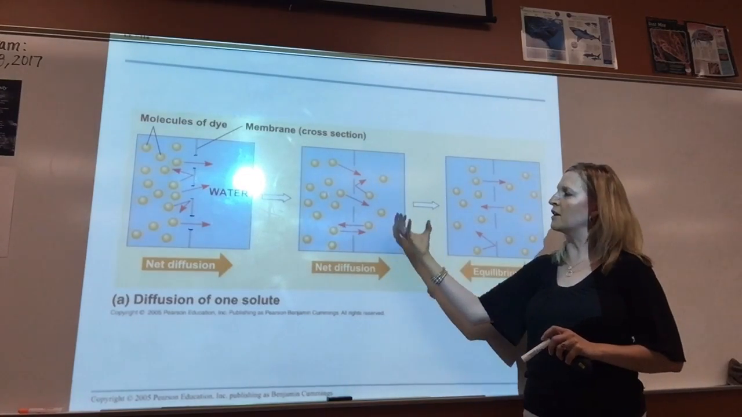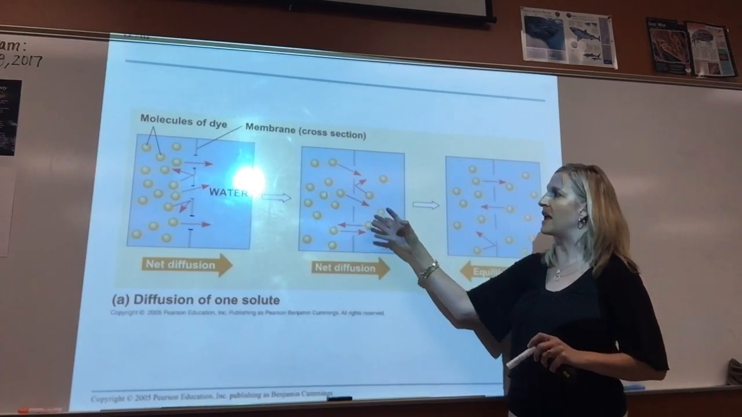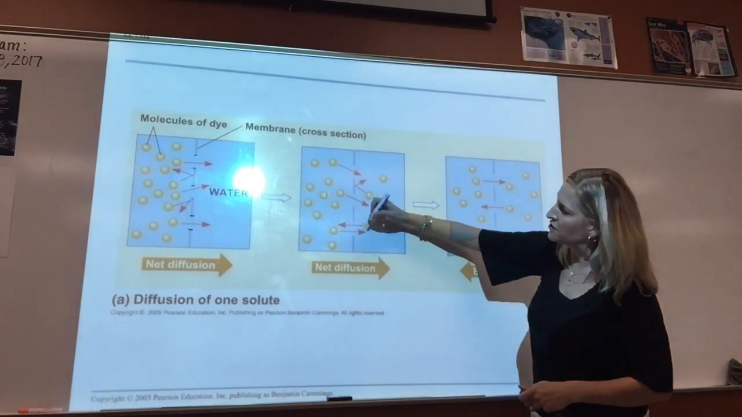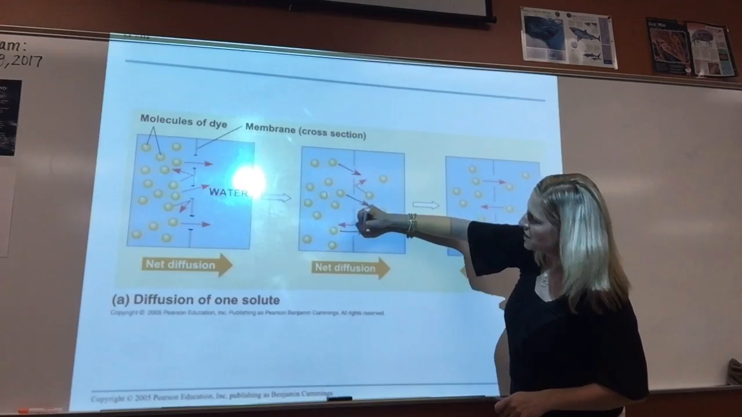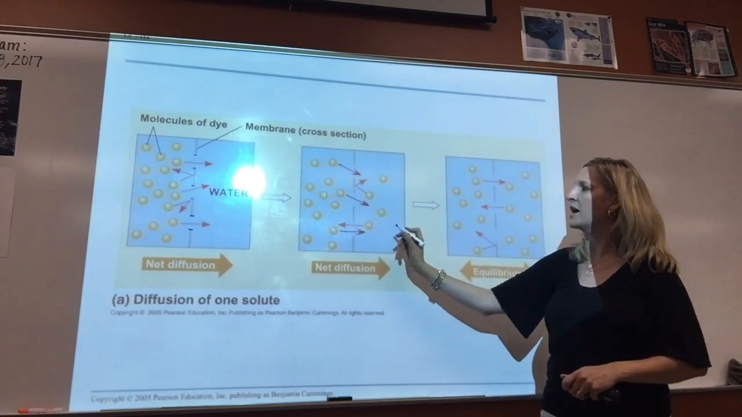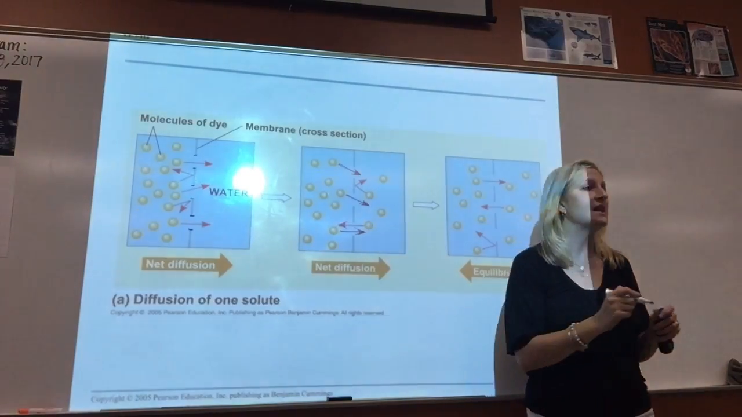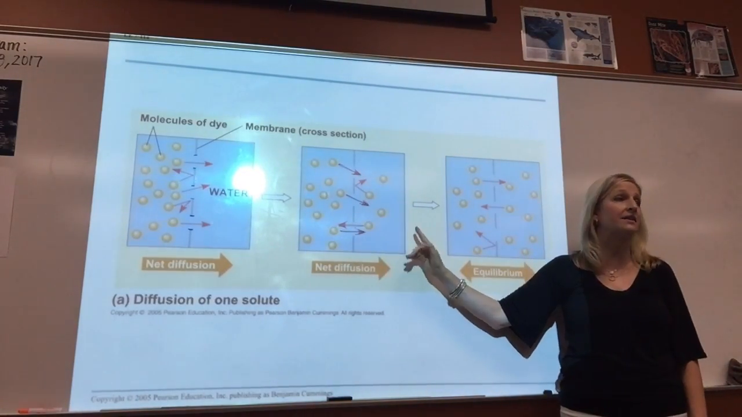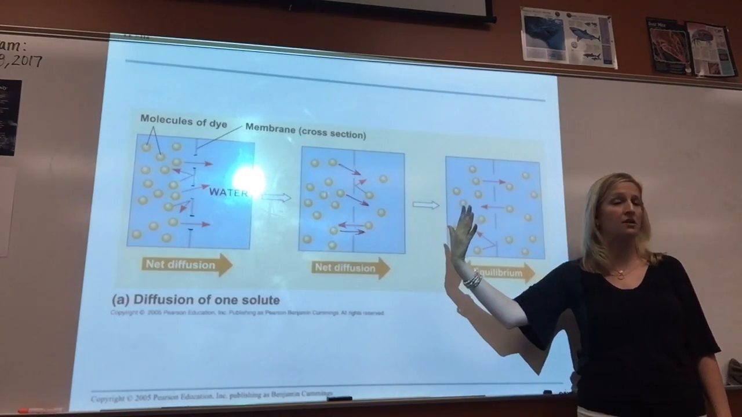But since there's a lesser concentration of them on the right-hand side, the chances of that happening are lesser than over here. So what you have is, if you notice here, you have more diffusion of the dye molecules left to right than you do right to left. So that's what's called net diffusion. We would say overall the dye is moving to the right. It doesn't mean that no dye molecules are going to the left, just the majority are going to the right.